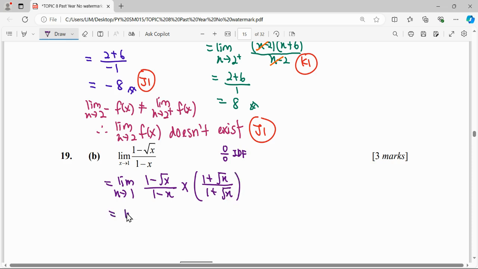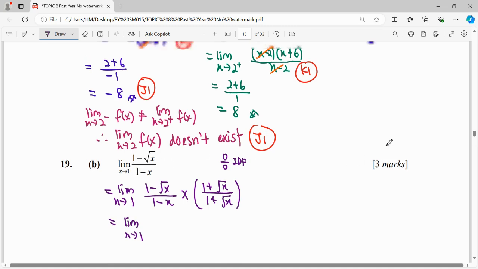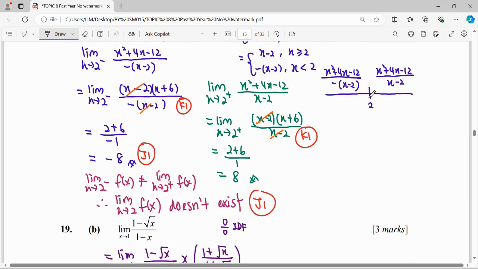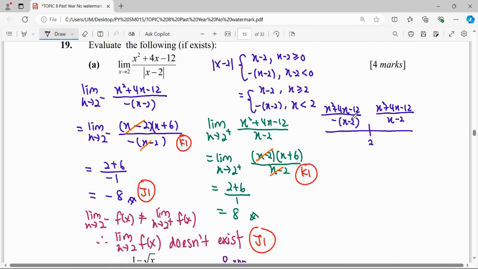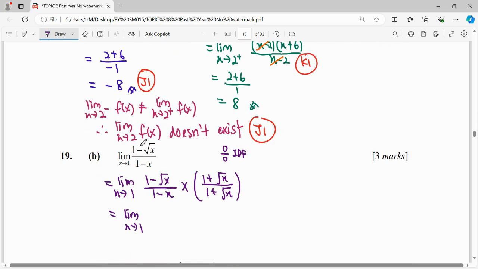For this function, we don't need to do the left-hand side and right-hand side, because this function is not piecewise around the value of 1. If you compare with just now, the function as x approaches 2 had two different functions. That was a piecewise function, so you needed to do the limit at the left-hand side and right-hand side to get the answer.